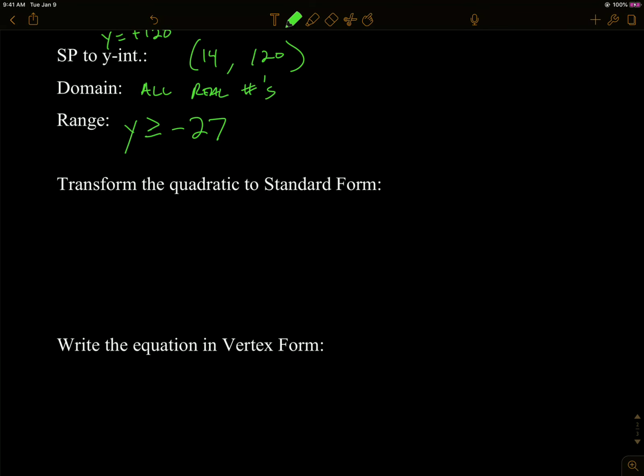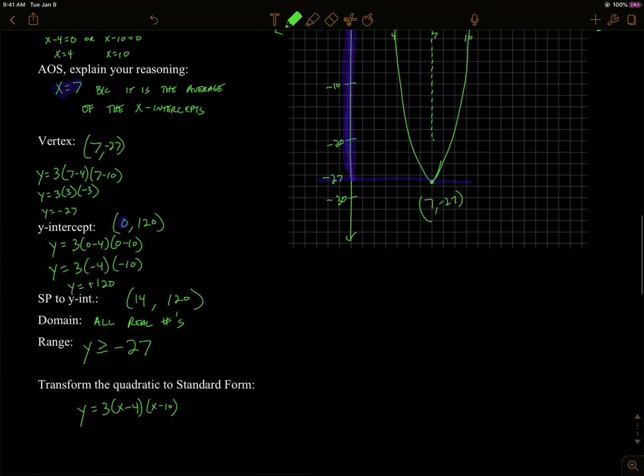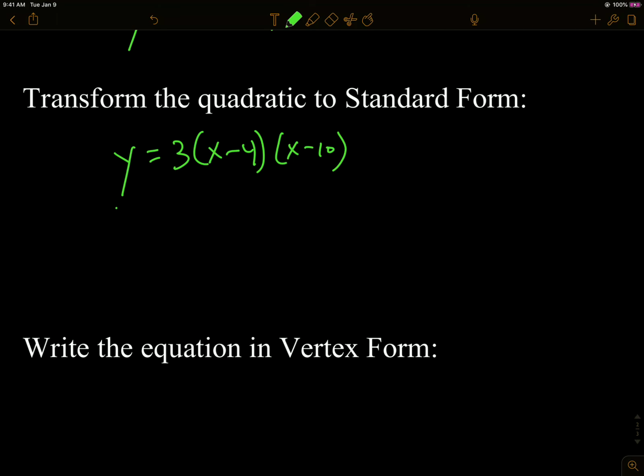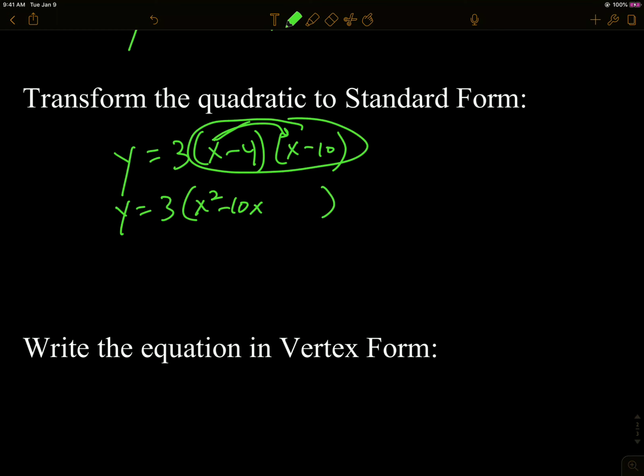Transform the quadratic into standard form. So now we have y equals 3 times (x minus 4) times (x minus 10). The way you turn it into standard form is you multiply. So I'm going to leave this 3 out front, and I'm going to multiply the binomials together. So I distribute x times x is x squared. x times negative 10 is negative 10x. I'm done distributing that. Now I can distribute my negative 4. Negative 4 times x is negative 4x. Negative 4 times negative 10 is 40. So I have plus 40.